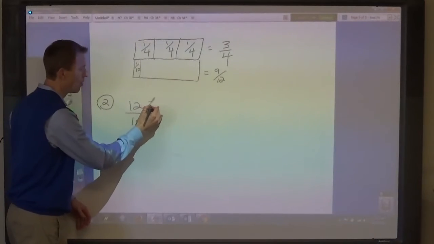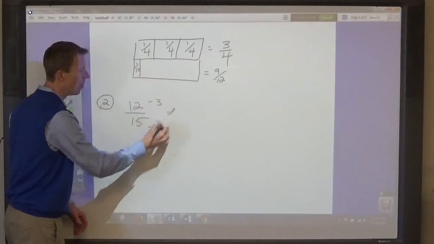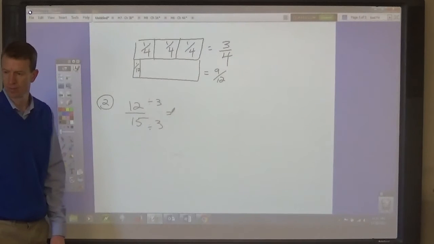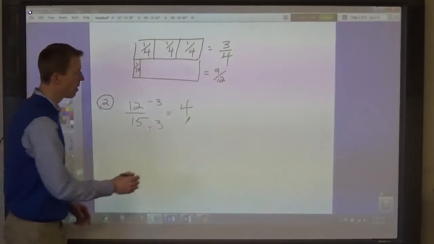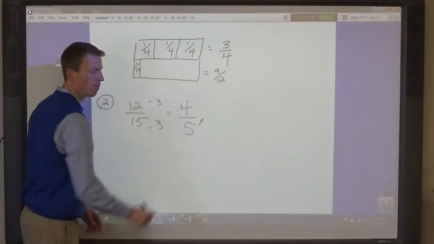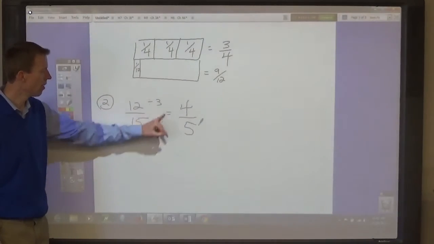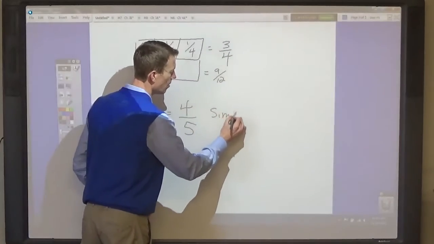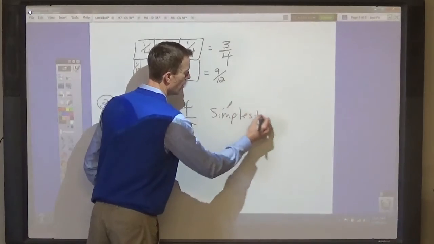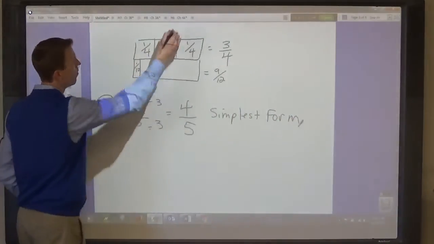3. So divide this by 3. Divide 12 by 3, what do we get? 12 divided by 3 is 4. And 15 divided by 3 is 5. Yep. And so what we are doing here is putting this number into what's called simplest form. Simplest form. What is simplest form?